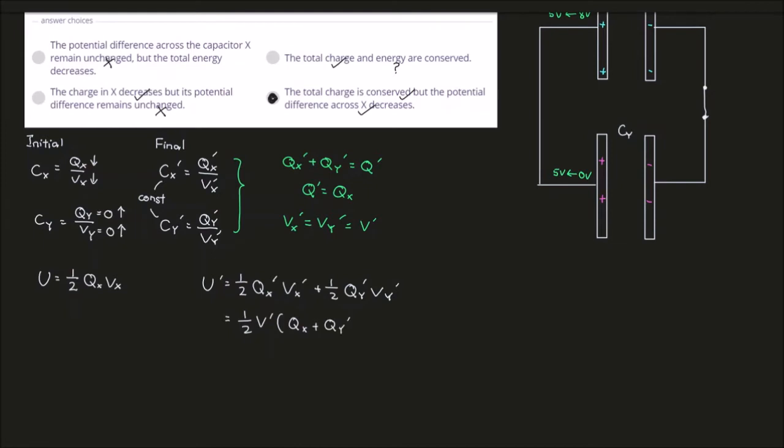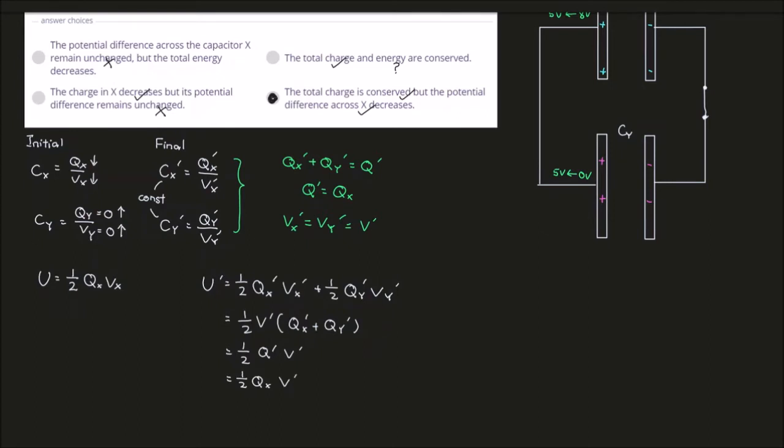Okay, both of them should be prime. Once we reach this state, we see that in our equation mentioned here, Qx prime plus Qy prime is equal to Q prime. So actually we can still modify our equation to become Q prime V prime. But again, from the second equation over here, we see that Q prime is actually equal to the initial charge stored at capacitor X. So we can further change this to become half Qx V prime.